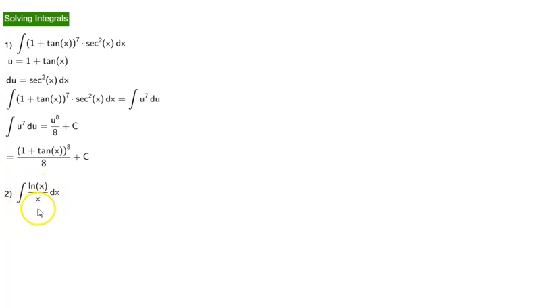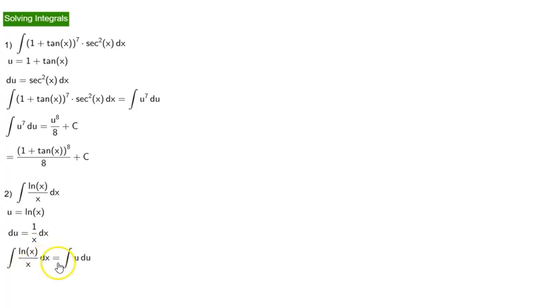Now again here, what would be the substitution? Now, if you can visualize this, we can look at it as 1 by x times natural log of x dx. We know that the derivative of natural log of x is 1 by x. So which means we can say u is equal to natural log of x, which means du is equal to 1 by x dx.